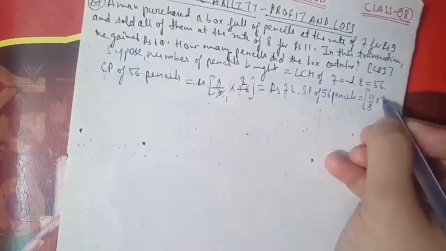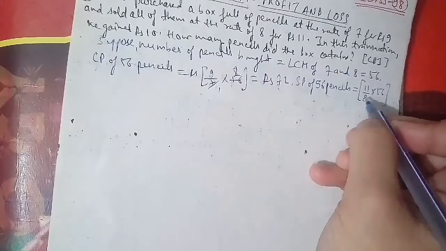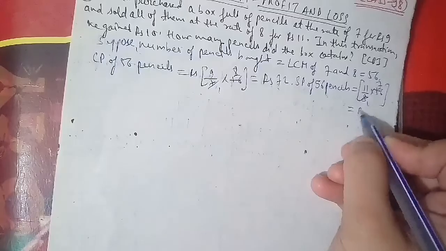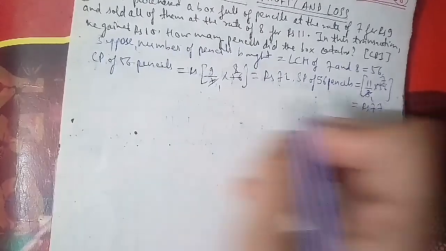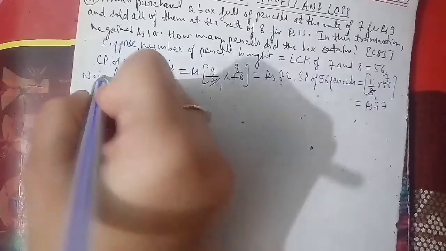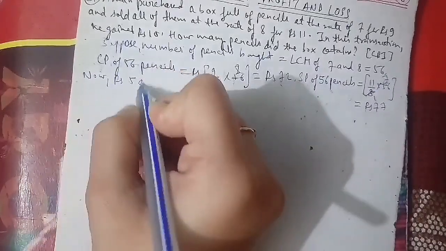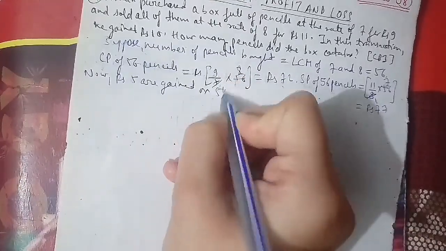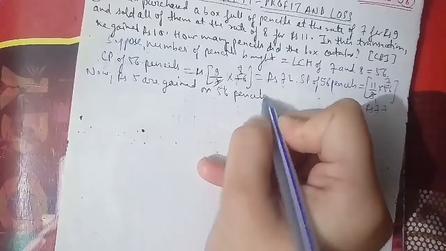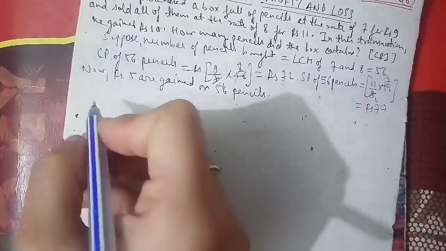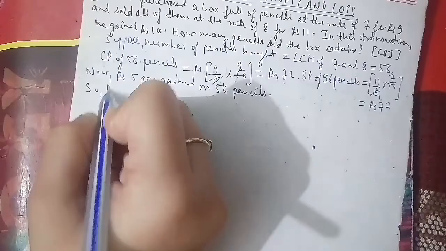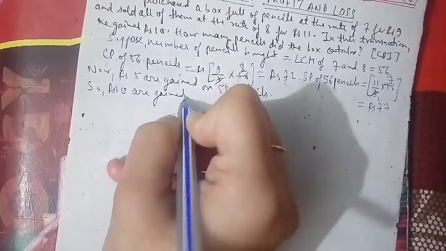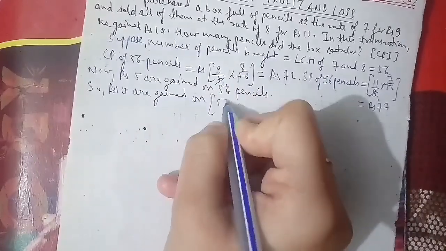Now rupees 5 are gained on 56 pencils. So rupees 10 are gained on 56 upon 5 into 10. 56 twos are 112 pencils. That we get as the answer here.